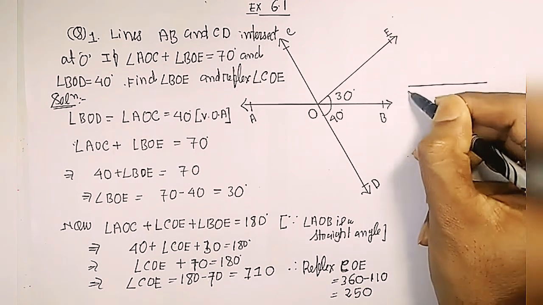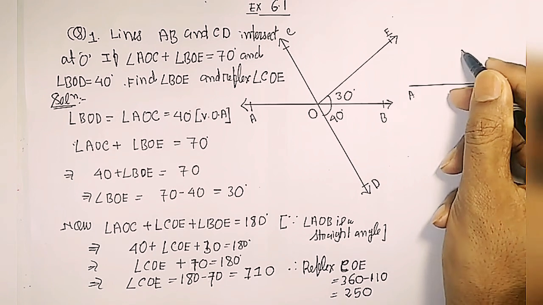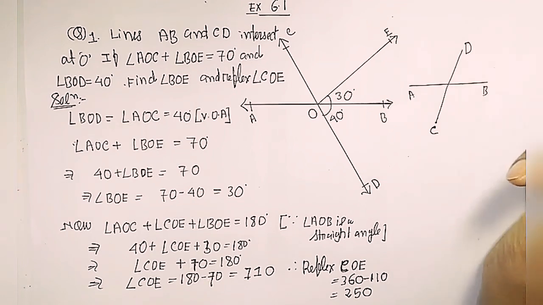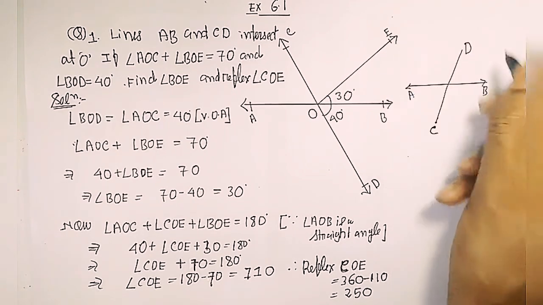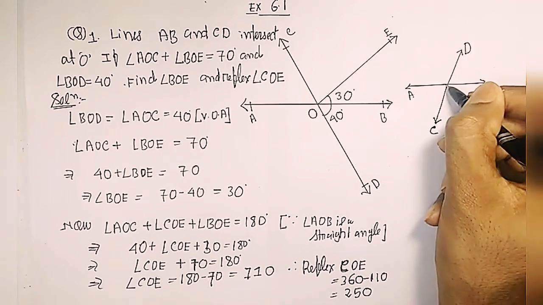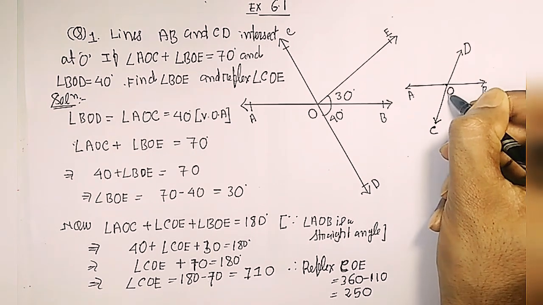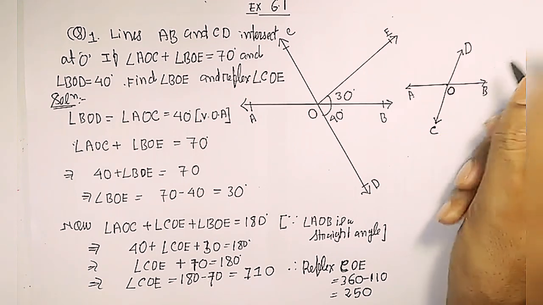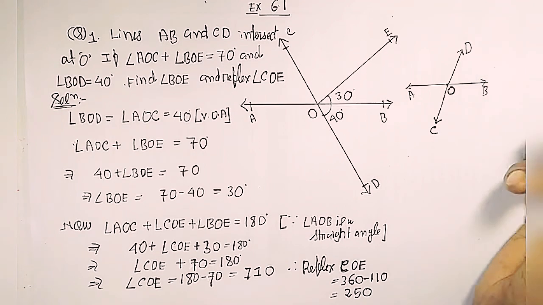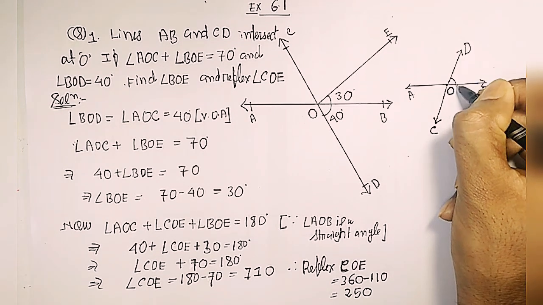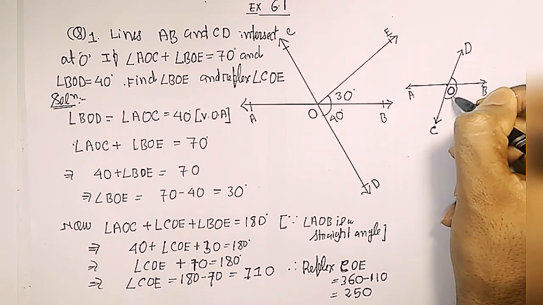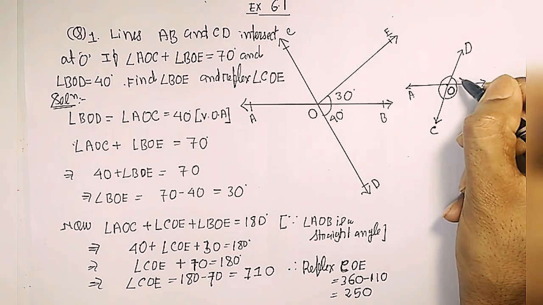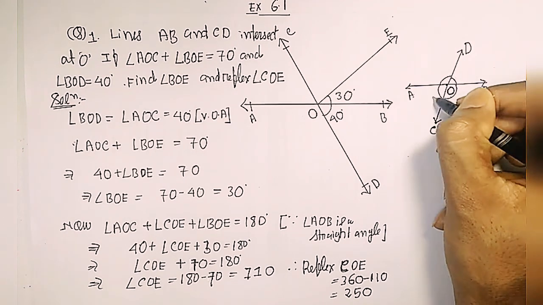Suppose AB and CD are two line segments, and these two line segments intersect at the point O. That means two line segments intersecting at a particular point. When two line segments intersect at a particular point, we get four angles. This is 1, this is 2, this is 3, and this is the other one, 4.